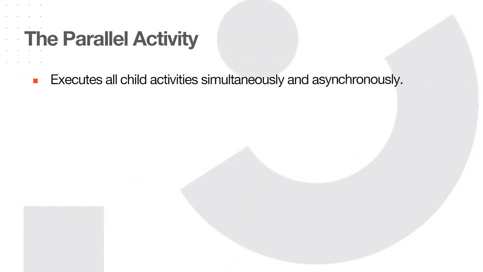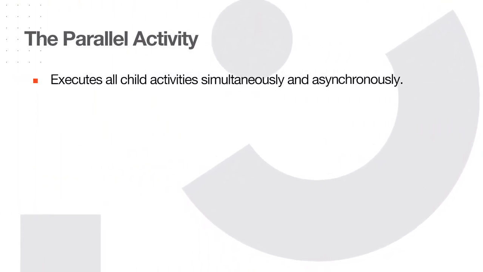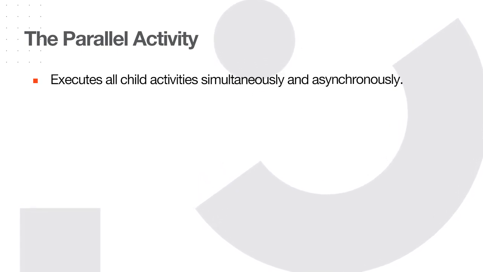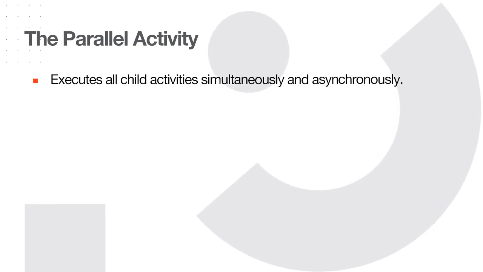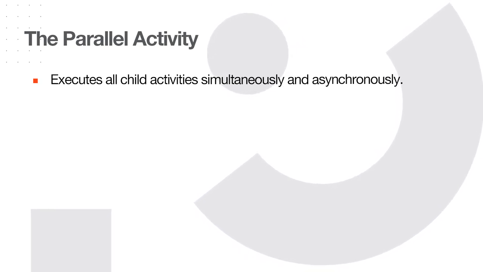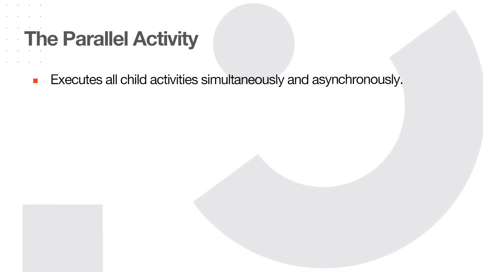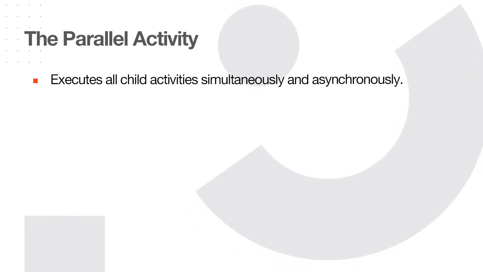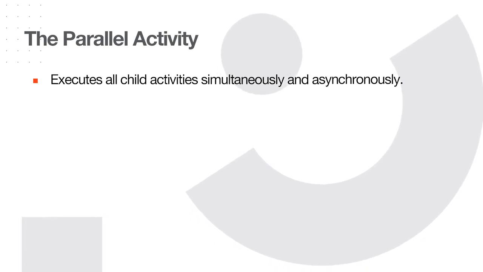So, how does the parallel activity perform its execution? The parallel activity executes all child activities simultaneously and asynchronously. By asynchronous, we mean that the activities are totally independent of each other. Great, let's explore this. We encourage you to build along with this video. You'll find the input files needed in the lesson after the video.